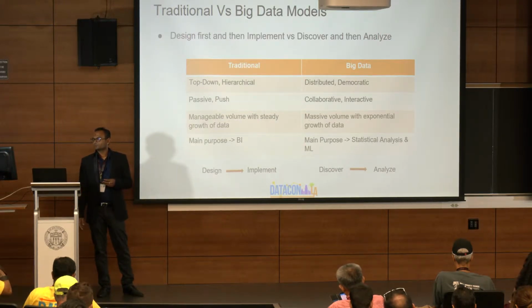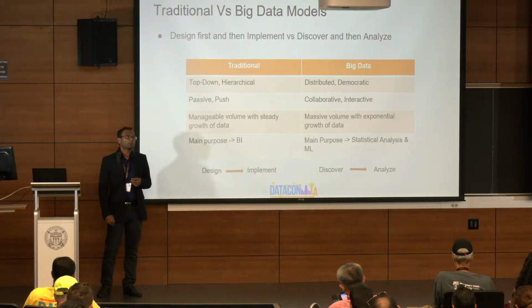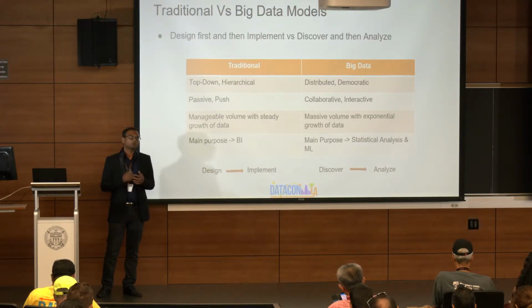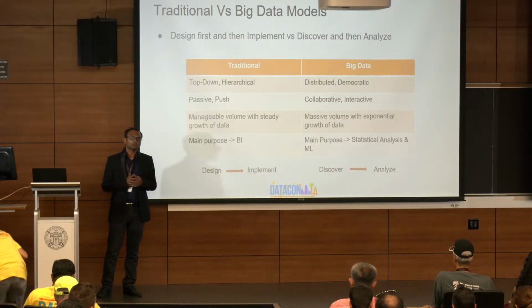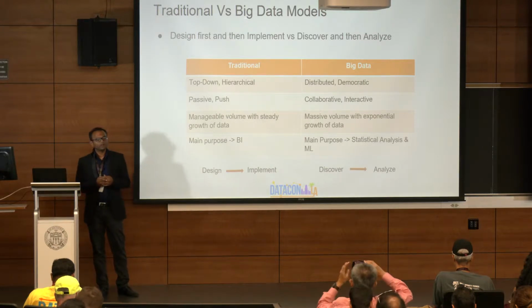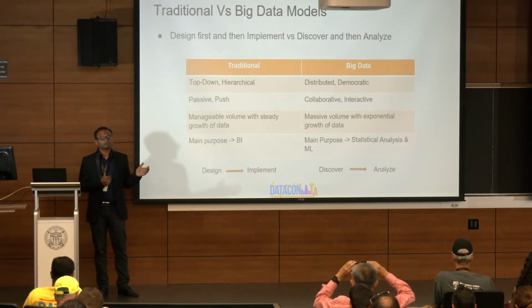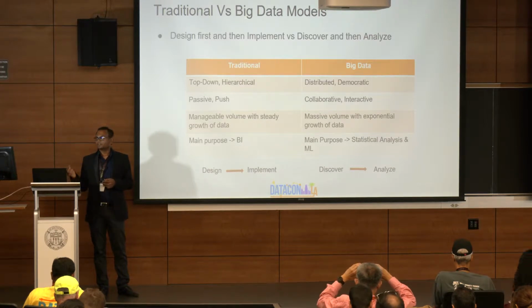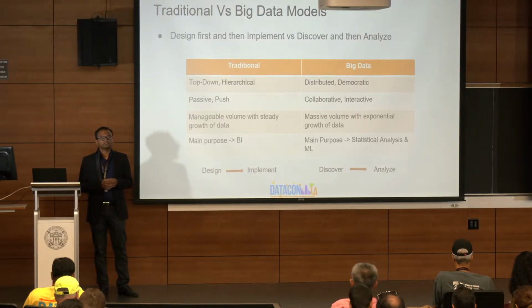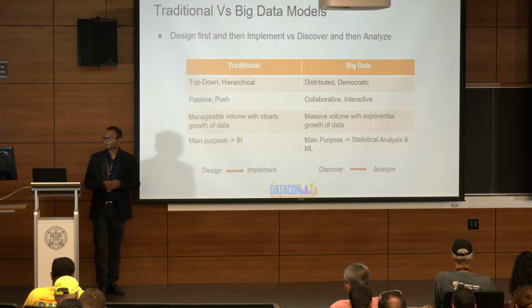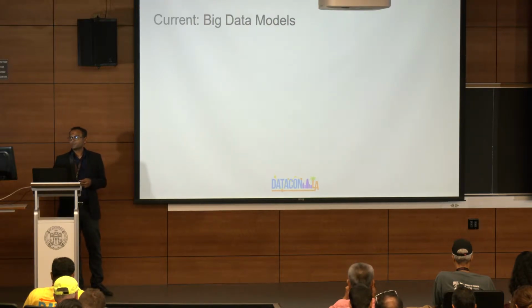The data volume and the amount of information that we store in a traditional data model is manageable, and the growth is still at a steady pace. With big data, there's massive volume, and the growth is exponential. And one of the main purposes of the traditional data model is business intelligence. For big data, it's mainly used for statistical analysis, machine learning, and AI. These are the key differences between traditional and big data models.